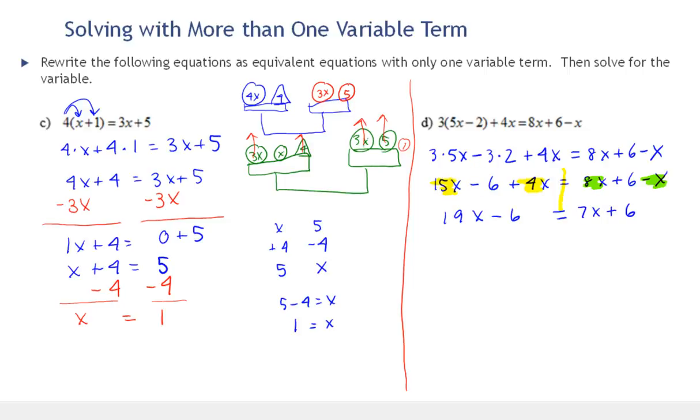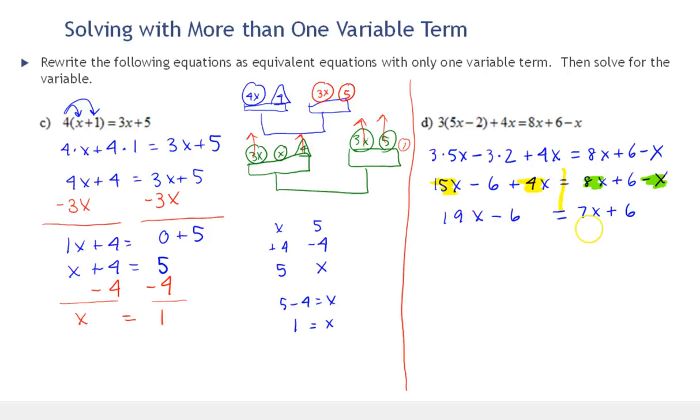And now this is where we can use the addition property of equality to have all of the x terms on one side. Now you can subtract either 7x from both sides or subtract 19x from both sides. I typically try to subtract so that my x term is positive, but it's okay not to. So I'm thinking I'm going to subtract 7x from both sides of the equation.